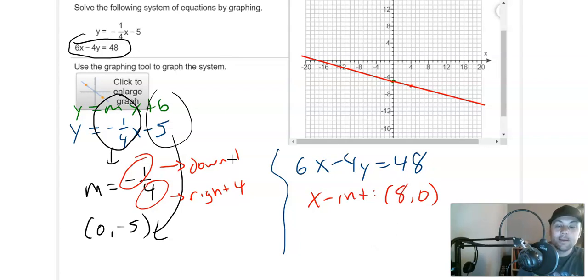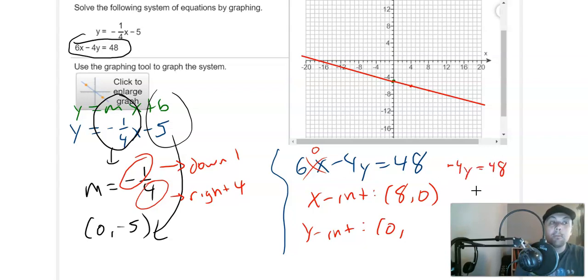Okay, let's do that. Now, for the y-intercept, we're going to plug in 0 for x. That's going to make this term go away. I'll have negative 4y equals 48. To solve that for y, I divide the negative 4 to the other side. All right, so it's going to look like this. With this being 0, 6 times 0 is just 0. 0 minus 4y is just negative 4y. So really that term just literally disappears.